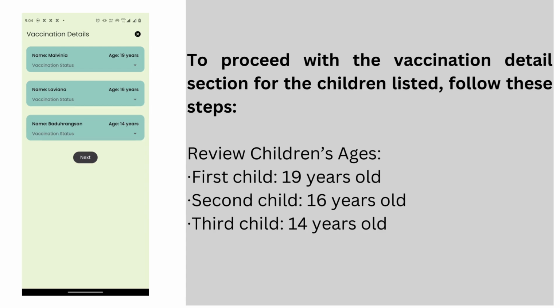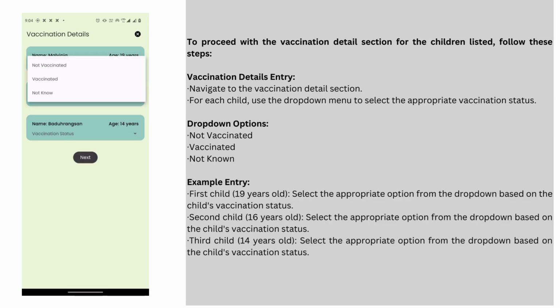So accordingly we will have to enter the vaccination detail. Okay, so now we have come to the section of vaccination detail. In this vaccination detail, if we look into the drop down option, three options are there: not vaccinated, vaccinated, and not known.